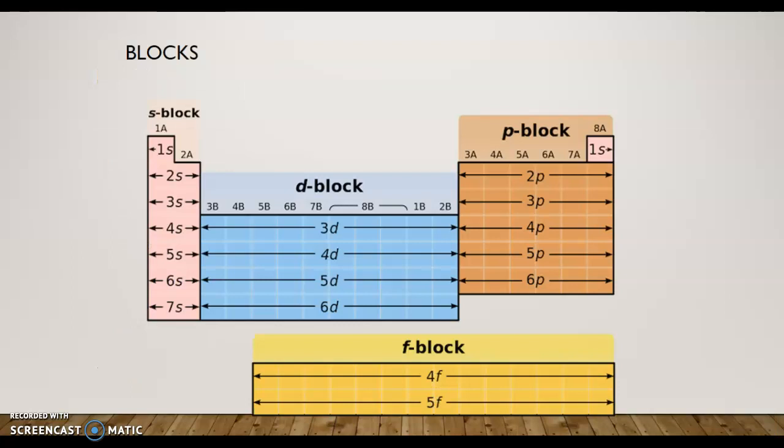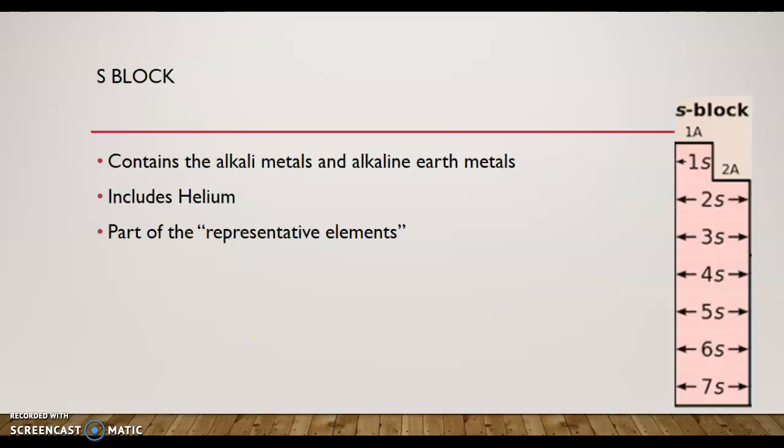Okay, so we're going to talk about this a little bit more later, but I want you to go ahead and label the blocks on your periodic table. Your alkali metals and your alkaline earth metals are what's called the S block. Everything 13 through 18 is called the P block. Your transition metals are called the D block, and your lanthanides and actinides are called the F block. Go ahead and take a moment to label them now. Again, we'll come back to this in the next few days.